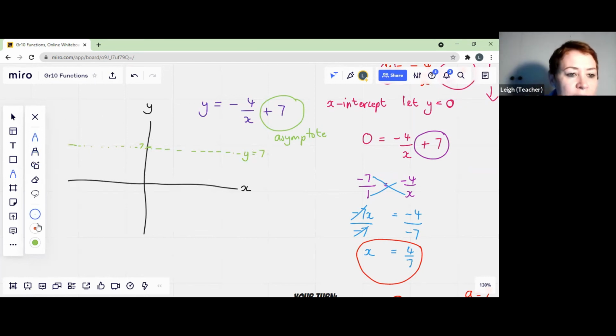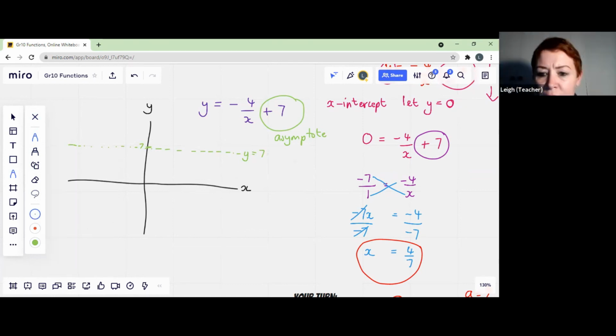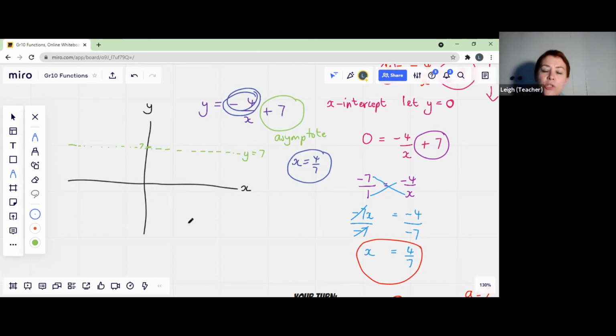Remember, we worked out the x-intercept. We worked out that the x-intercept was 4 over 7. And we also looked at the value of -4 because that told us that it had to be drawn in quadrants 2 and 3. So just to finish this off, grade 10s, here is our one arm of our hyperbola.